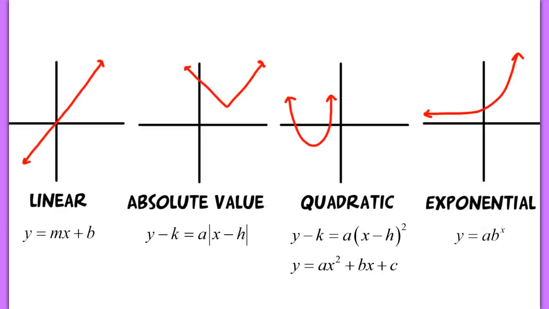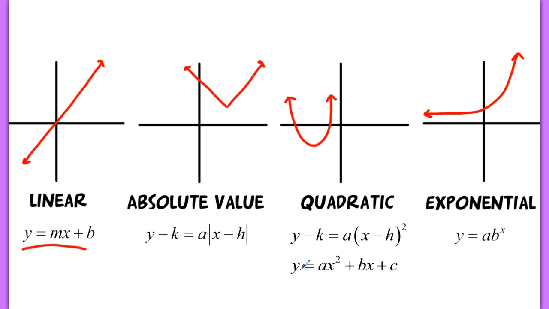Okay, now here is a list of all of the types of graphs that we're going to study for this semester. We've looked at linear functions already. Linear functions are in the form y equals mx plus b. We've looked at absolute value functions, when we get that V shape. We've looked at quadratics, when we get that U shape for the parabola. Here's the vertex form for a quadratic as well as the standard form of a quadratic.